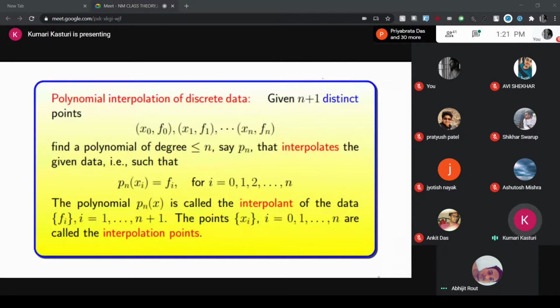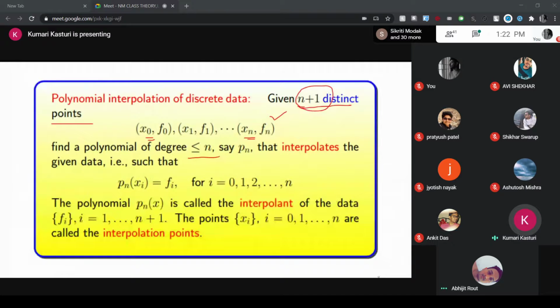Now, see here, polynomial interpolation of discrete data. What is given to you here? Given n plus 1 distinct points, the points are x0, f0, x1, f1 up to xn, fn. Obviously, it is up to n, which means the count starts from 0. That's why n plus 1 distinct data points are given to you. Okay, find a polynomial of degree less than or equal to n.